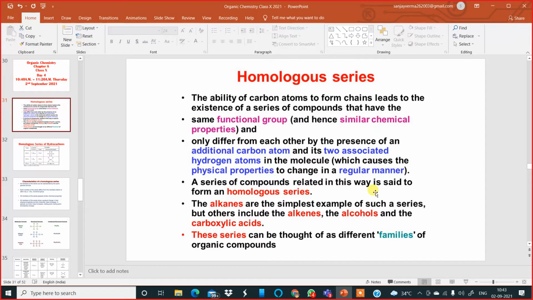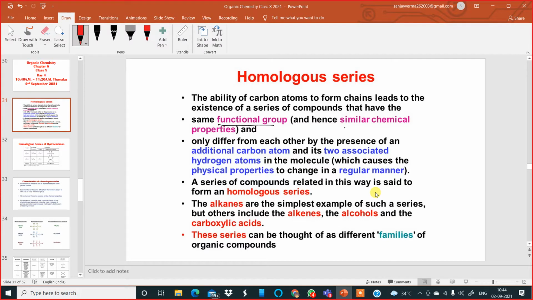Now, homologous series. The ability of carbon atoms to form chains, which is called catenation, leads to the existence of a series of compounds that have the same functional group and similar chemical properties. They only differ from each other by the presence of an additional carbon atom and its two associated hydrogen atoms, which is a CH2 group in the molecule, which causes the physical properties to change in a regular manner. A series of compounds related in this way is said to form a homologous series.